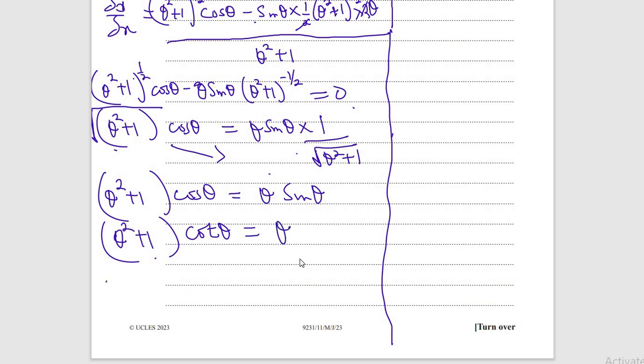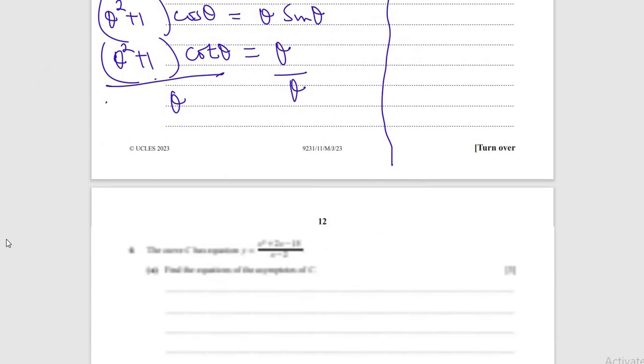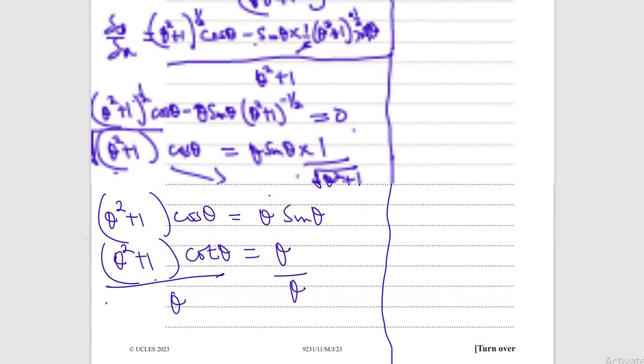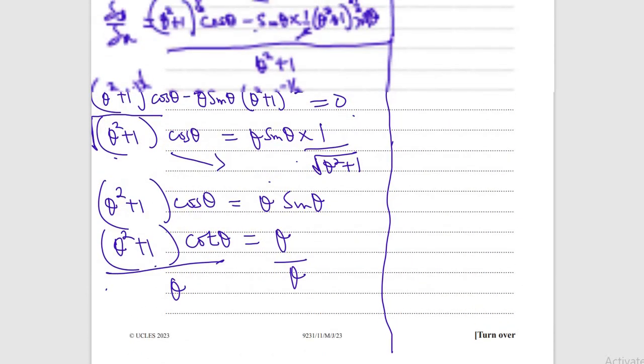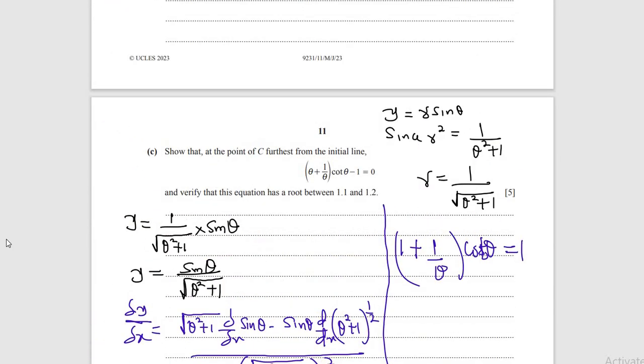So now from here, I can divide all through by theta too. If I divide through by theta, then I'll be left with theta squared over theta, 1 plus 1 over theta, cot theta equal to 1 when I divide both sides by theta. So this is what they asked us to prove. I've shown it. And they said, verify that this equation has a root between 1.1 and 1.2.